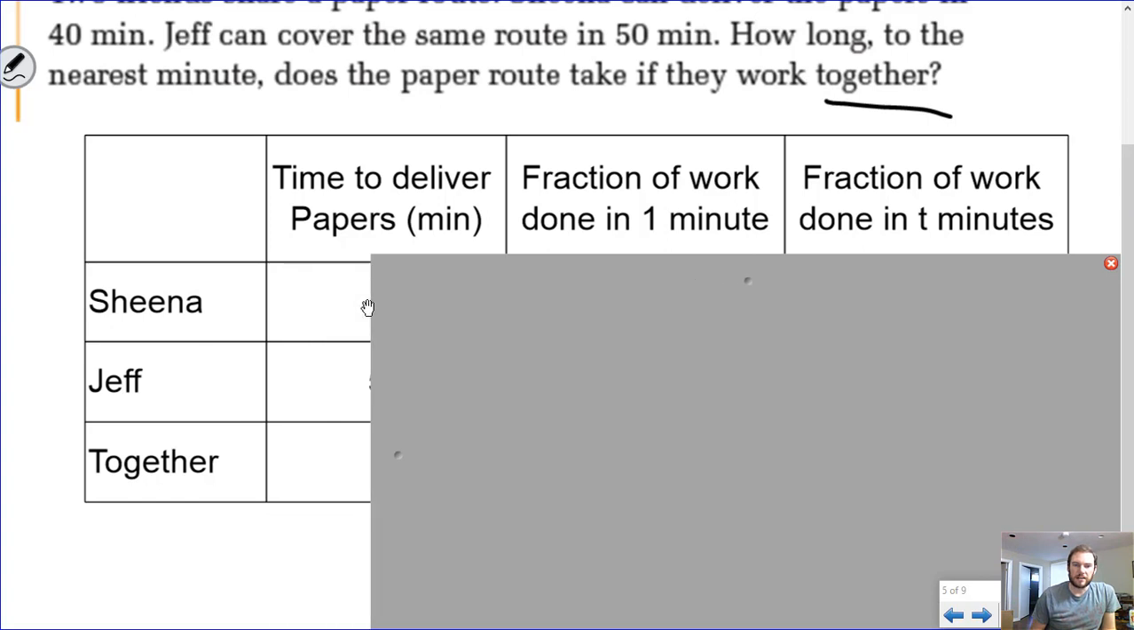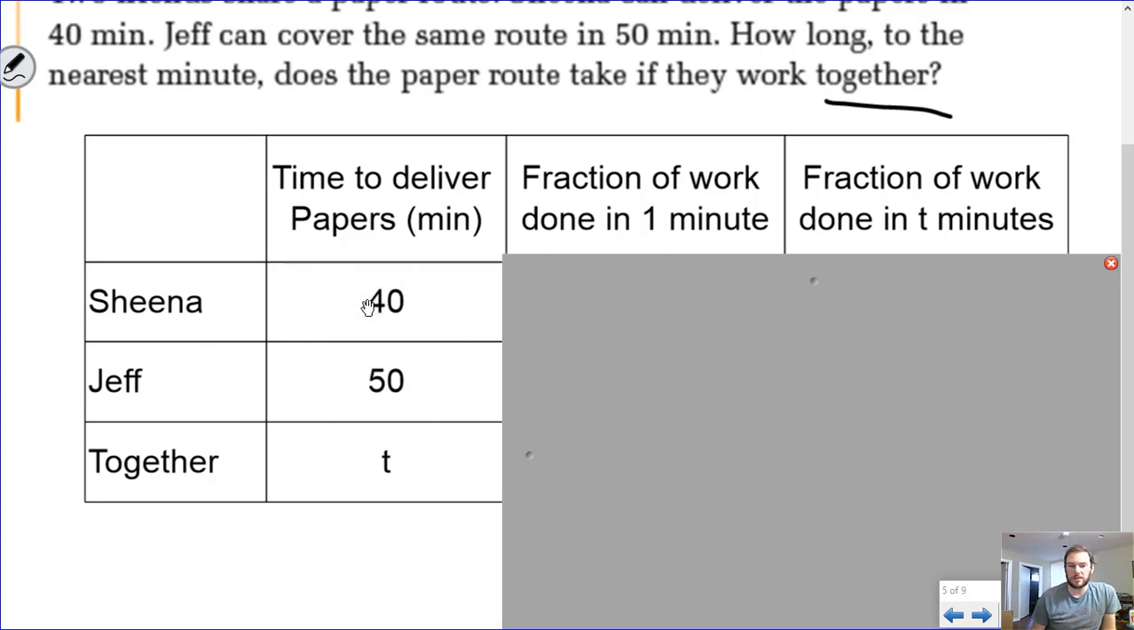So let's leave that as some variable. You could use x, you could use k. I use t here to stand for time. It does not really matter, just some variable. Then, once we know that, we want to take this information and look at it in a unit, meaning as an increment of 1. For example, here we're talking about minutes, how many minutes it takes them to do the route.